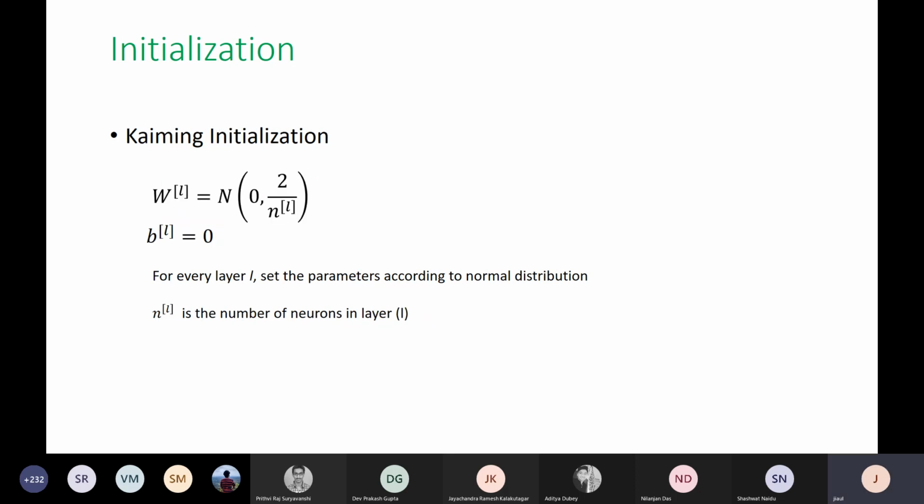Another popular one is called He initialization. It is a very similar approach, slightly different in terms of the normal distribution's variance. Here W^L equals a normal distribution of 0, 2 by n^L. Again, it is not a power. So n^L means the number of neurons in layer L. That is what we basically do in initialization, and the biases are again set to 0.